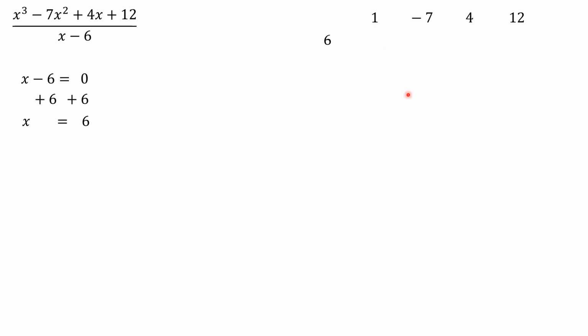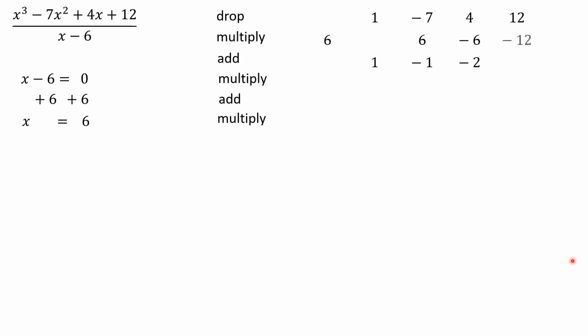So I'm going to drop the 1. Then I multiply 6 times 1. Now I'm going to add negative 7 plus 6. Now I'm going to multiply 6 times negative 1. Now I'm going to add 4 and negative 6. Then I'm going to multiply 6 times negative 2. Then I'm going to add 12 plus negative 12.